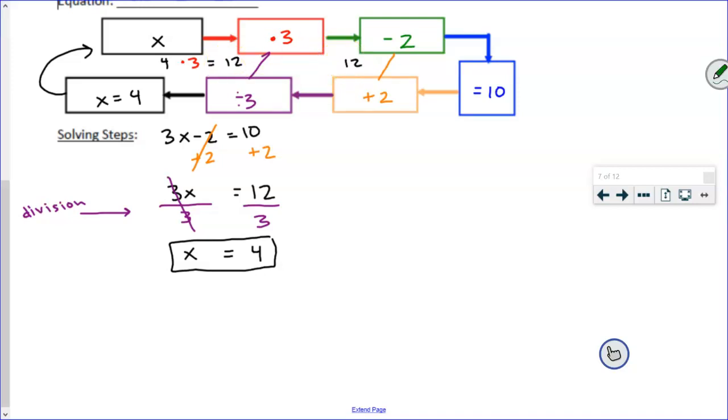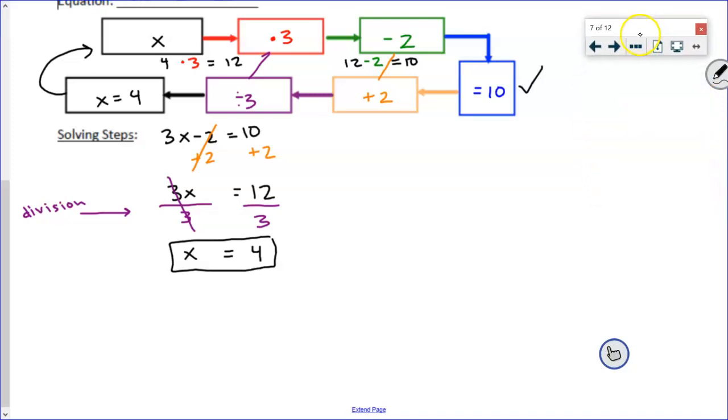Okay, and then we're going to take that 12 and we're going to follow that flow map. 12 minus 2, what do you get? 10. Is that what we were supposed to get? Yeah, so it checks out. So using the flow map to continue to check your answer is one of the reasons why I love that flow map so much.